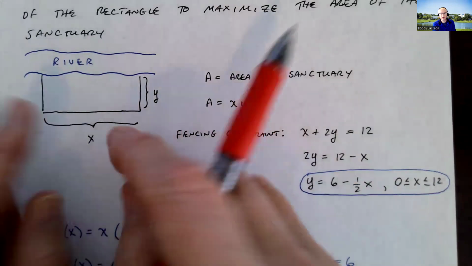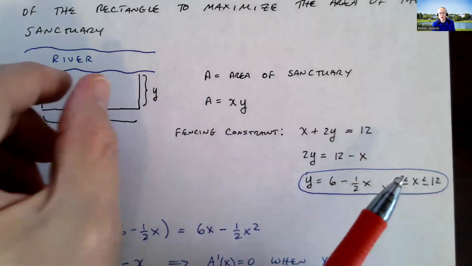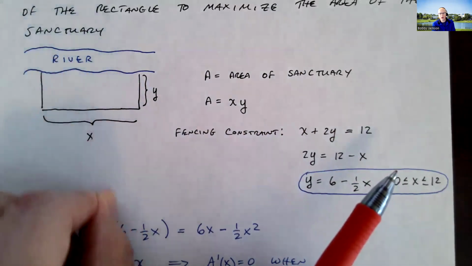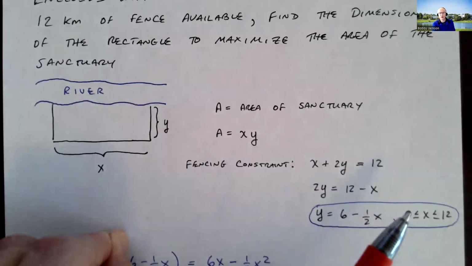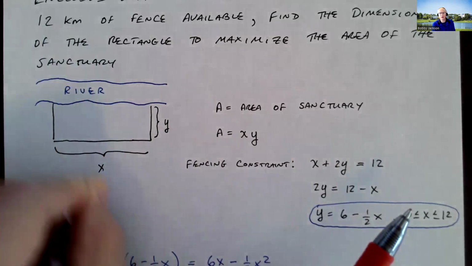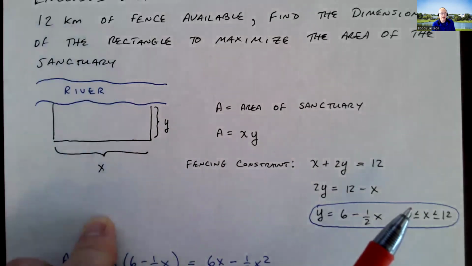As X gets smaller and smaller, the Y lengths get longer and longer, and eventually we have two Y lengths of fencing coming out from the river side by side. Of course, since there's 12 kilometers, they would each be 6 kilometers long. Okay, not a good arrangement, right? That will clearly not enclose the maximum area. In fact, the area in that case would be 0.